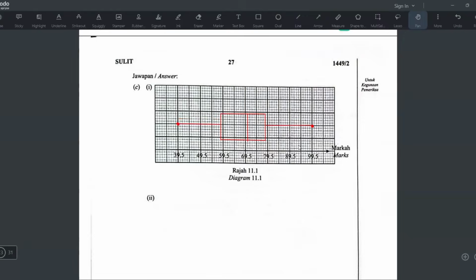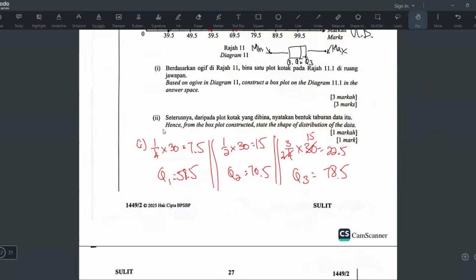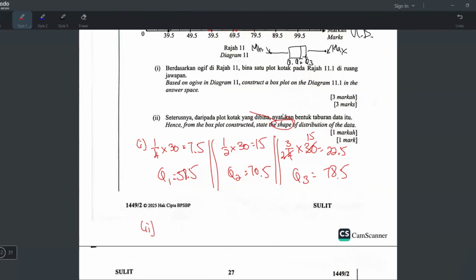Let's see what else they want. Number 2: hence from the box plot constructed, state the shape of distribution of the data. I'm just going to do it here. There are three shapes that you need to be aware of. First is left skewed, or skewed to the left, and then we also have right skewed, or skewed to the right. And the last one is called symmetrical, or symmetric.